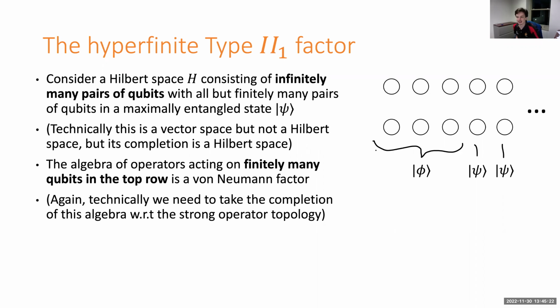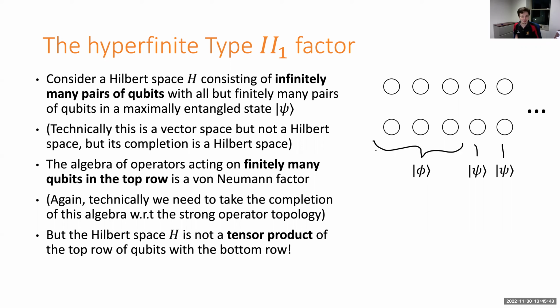But in exactly the same way we took the completion of the vector space, we can take the completion of this algebra with respect to the strong operator topology, and that gives us a von Neumann factor. For people who know about von Neumann algebras, the other way you can do this is to take the so-called double commutant.